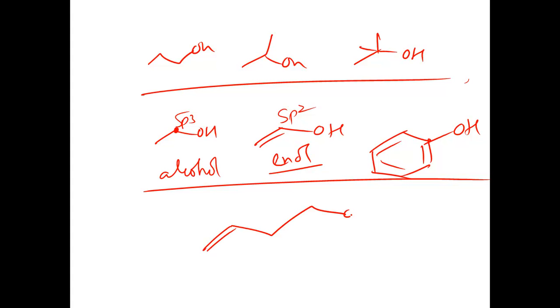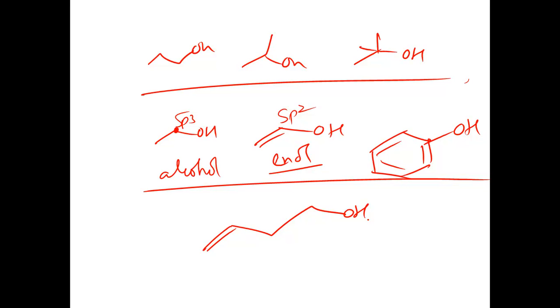But if I had an alcohol like this, that's not called an enol, because the hydroxy group is not attached to the sp2 carbon. Though there is an sp2 carbon in my compound, it's not directly attached to my hydroxy group, so I cannot call this an enol. Got it? Enols are those which have the hydroxy group on the sp2 carbon.